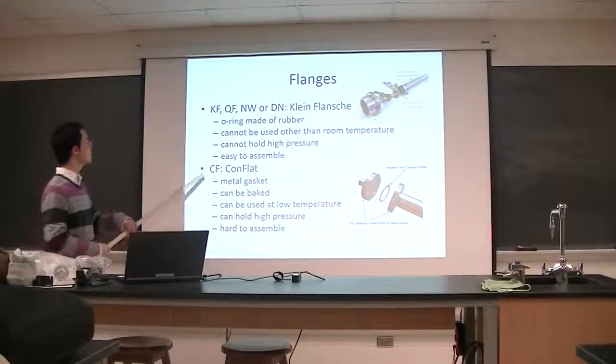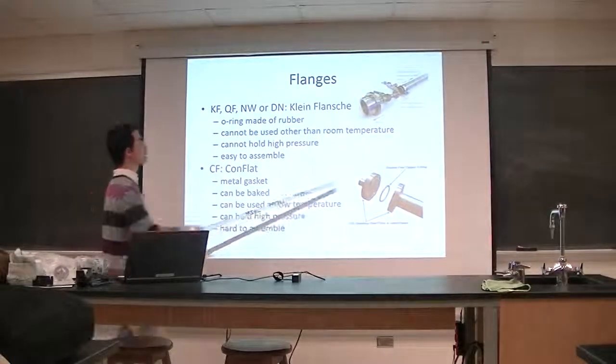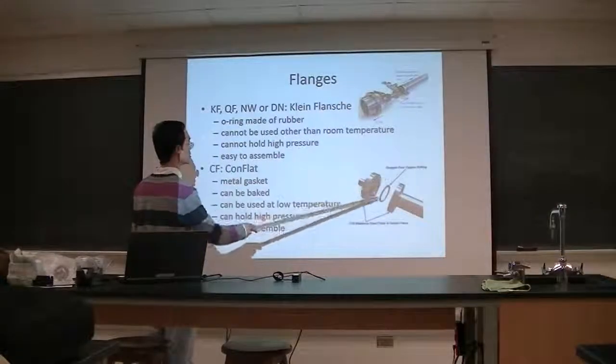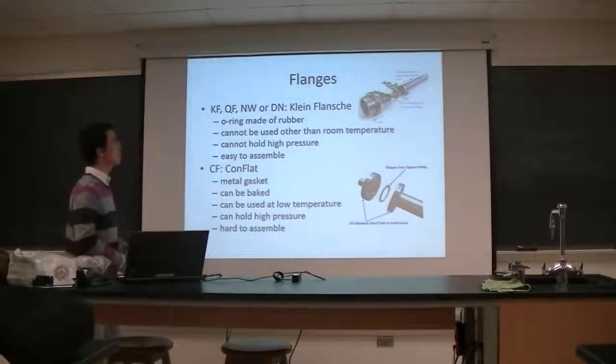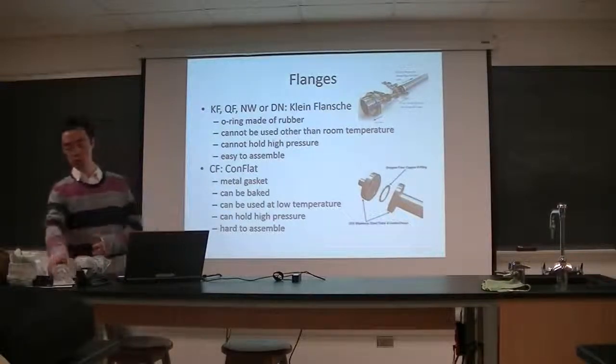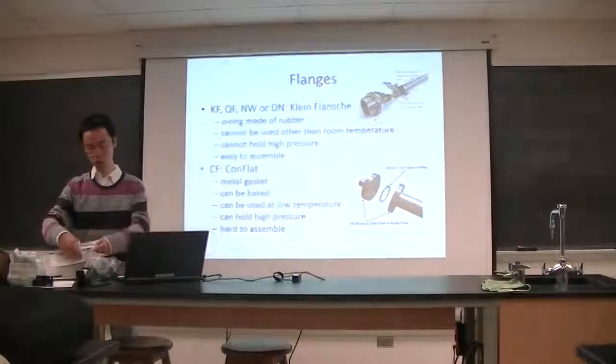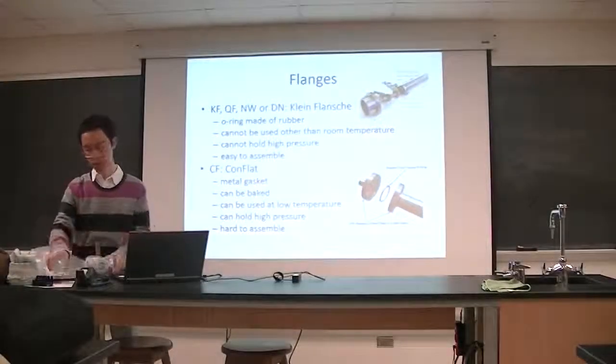While for the CF flange, we use the metal gasket here, and it can be baked. That means it can be heated up to a high temperature. It can also be used at low temperature. It can hold very high pressure, but it's very hard to assemble. In order to assemble this one, you need to put a lot of screws here and tighten them.